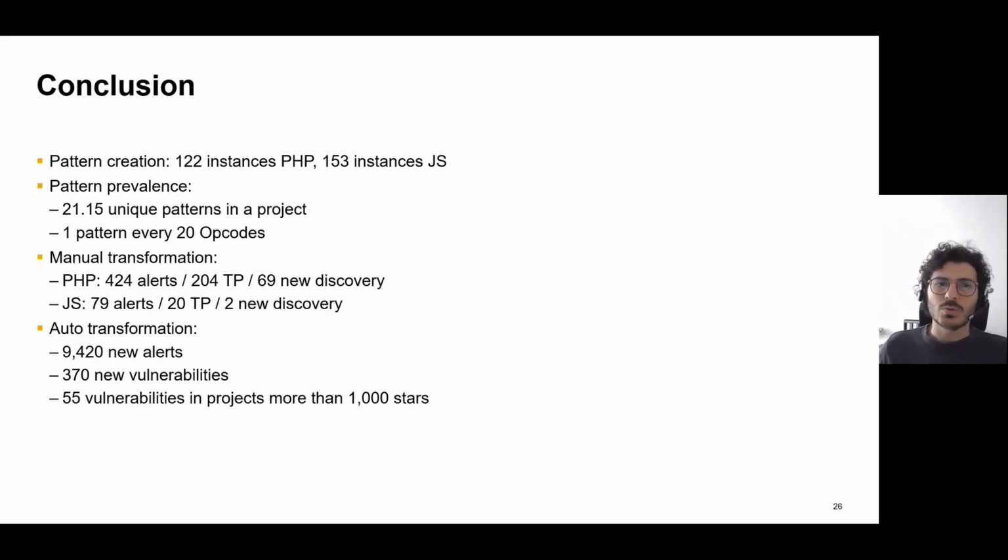Finally, just to conclude, we created our patterns, with 122 instances for PHP and 153 for JavaScript. We found that our patterns have a high prevalence: we will experience one pattern every 20 opcodes. And we ran 2 different experiments to see the effect of these patterns, a manual transformation and an automated transformation, which allowed us to discover many CVEs, and all the details, as I mentioned, are in our repository. So please feel free to go to the repository and check all the details in this paper.